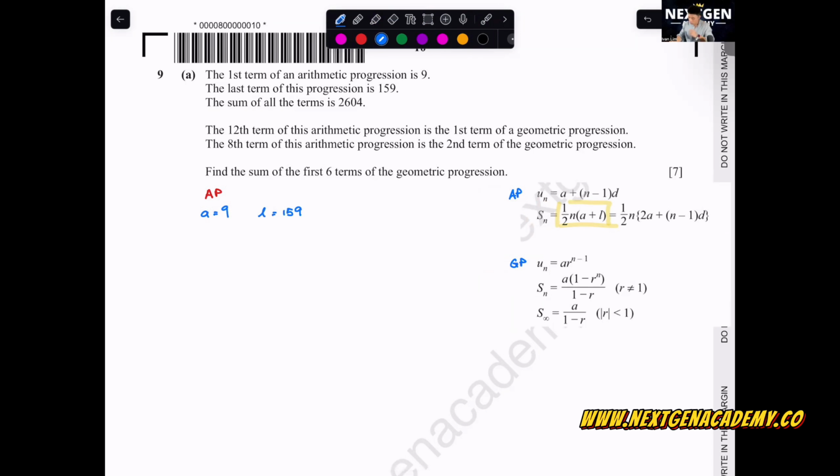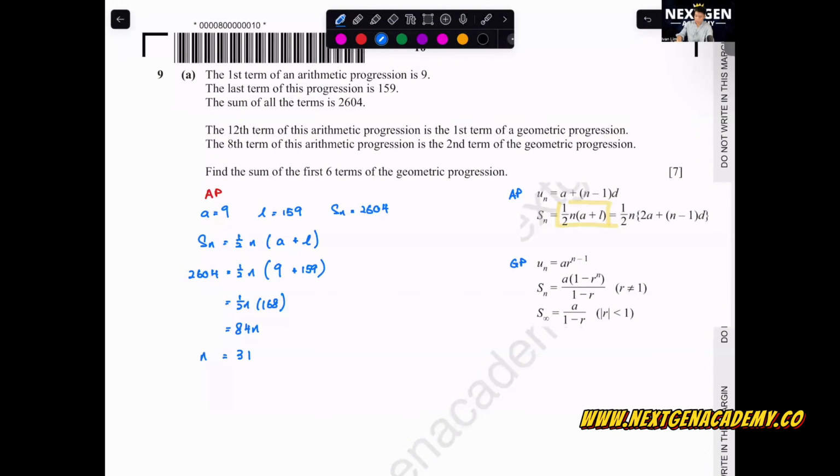Okay, they say the sum, so Sn. The formula that we'll be using here is Sn equals 1 over 2 n times (a plus l), the last term. We feed in the formula. The Sn, they gave us also. We don't know how many terms, but they gave us 2604. We feed in: 2604 equals half n times (9 plus 159). It is half n times 168, 84n. n is 2604 divided by 84. n is equal to 31. So we got a total of 31 terms over here.